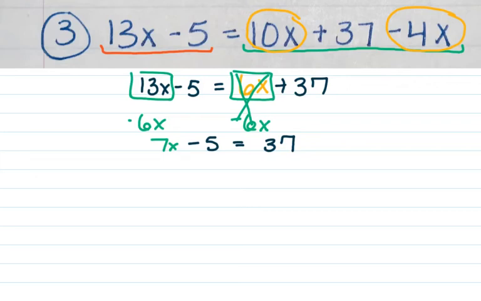So now I'm going to add 5, because this became a two-step equation. So we move the constant. 37 plus 5 is 42. And then I divide by 7. So we get x is 6.